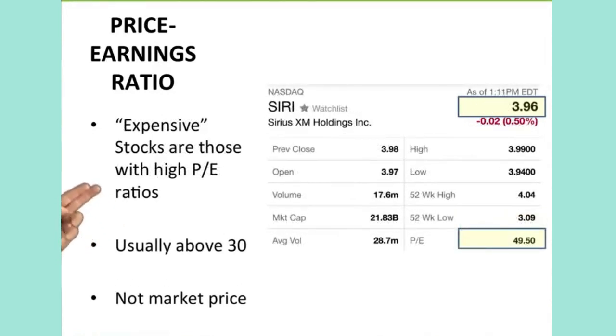Here is an example of SiriusXM satellite radio stock as of April 30th, 2015. Notice that the market price is under $4 a share. However, its PE ratio is almost 50, which makes this an expensive stock or not a good value.